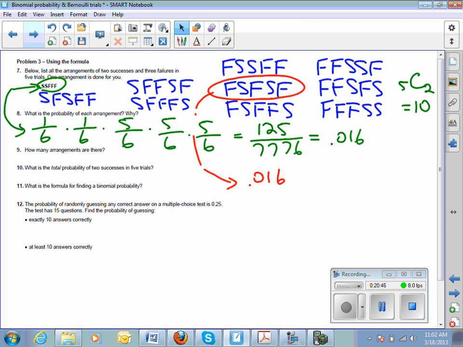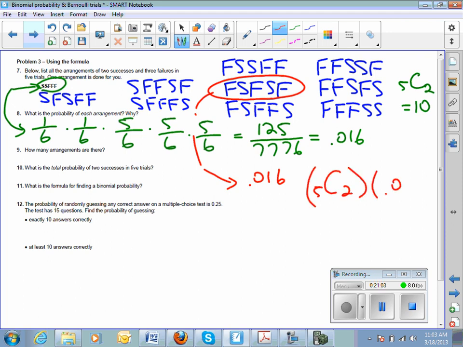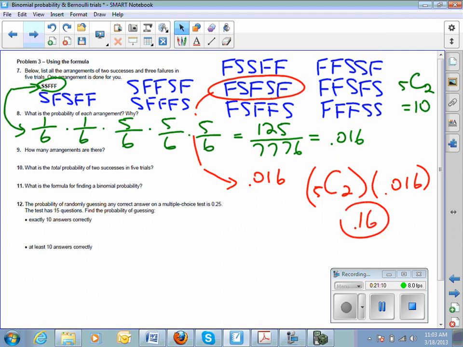So how do we find the total probability of getting 2 successes and 3 failures? You multiply 0.016 by 10. Okay, and so we're going to get 5 choose 2 times 0.016, or 10 times 0.016, which is 0.16. What is 0.16 as a fraction? 4/25. Okay, which is close to what?